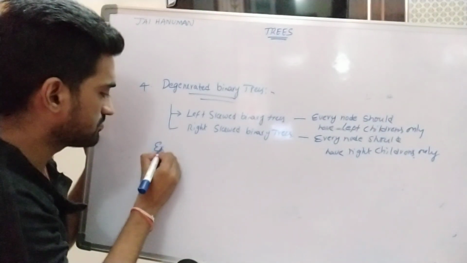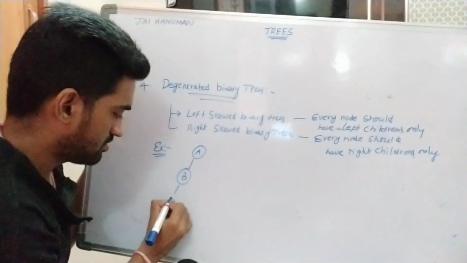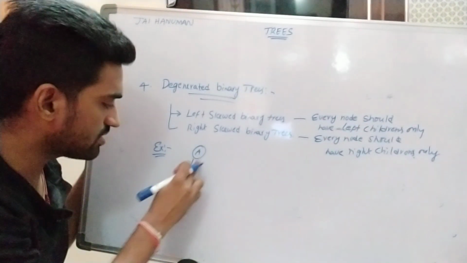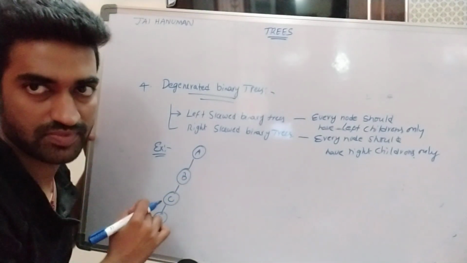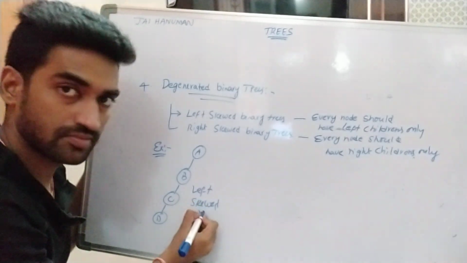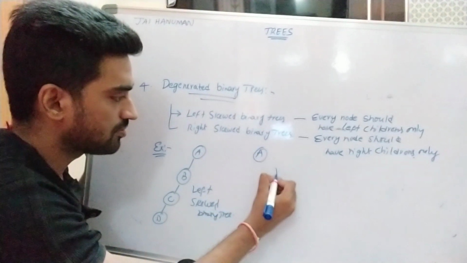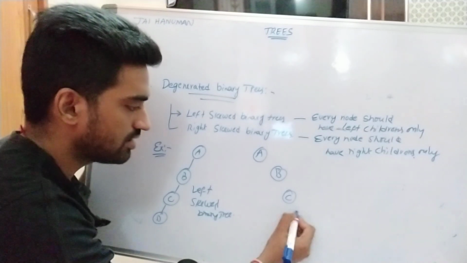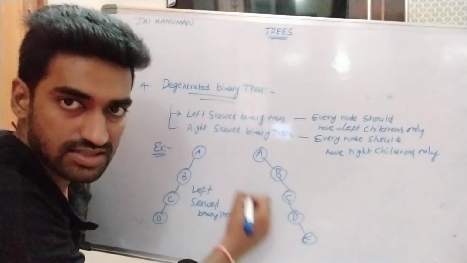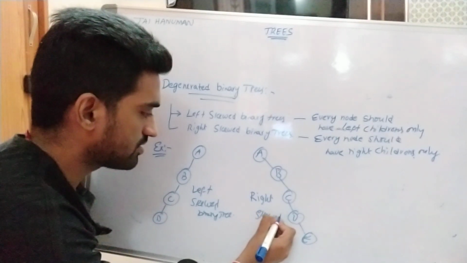Coming to examples, A, B, C, D. This is a left skewed binary tree. Why? Because each and every node contains left children only, right? So that's why this is a left skewed binary tree. Here I am taking one more example, A, B, C, D, E. This is a right skewed binary tree. Why? Because each and every node contains right children only. So that's why this is a right skewed binary tree.